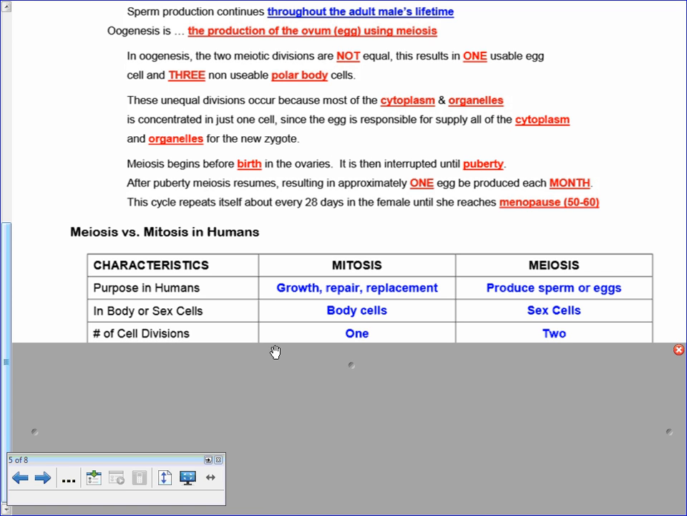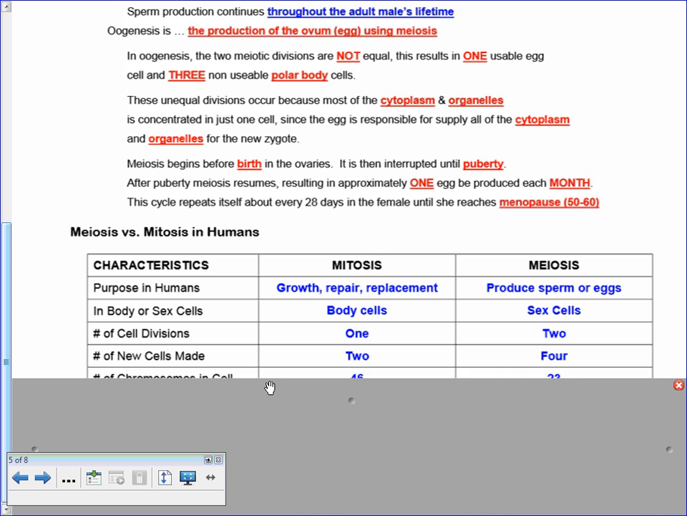Number of cell divisions, as we can see on the whiteboard next to it. Mitosis only divides once. Meiosis, the key is it divides twice, but only copies once. By dividing twice but only copying once, you can cut the number of chromosomes in half. Therefore, because there's only one division in mitosis, we make 2 new cells. And because there are 2 divisions in meiosis, we make 4 new cells.